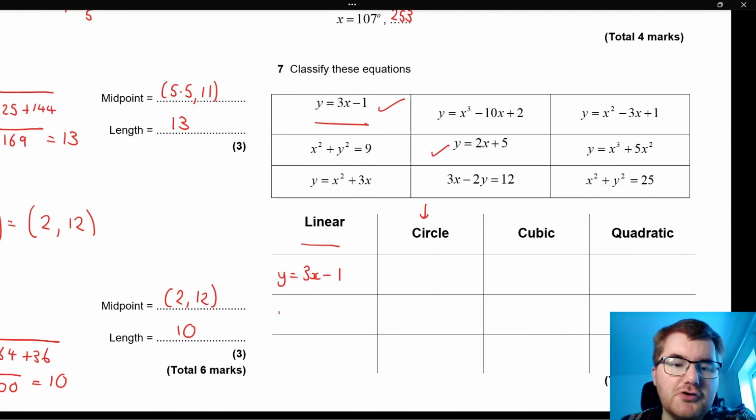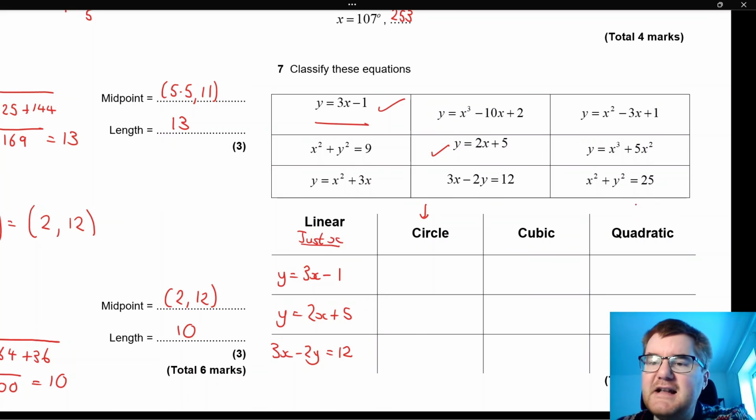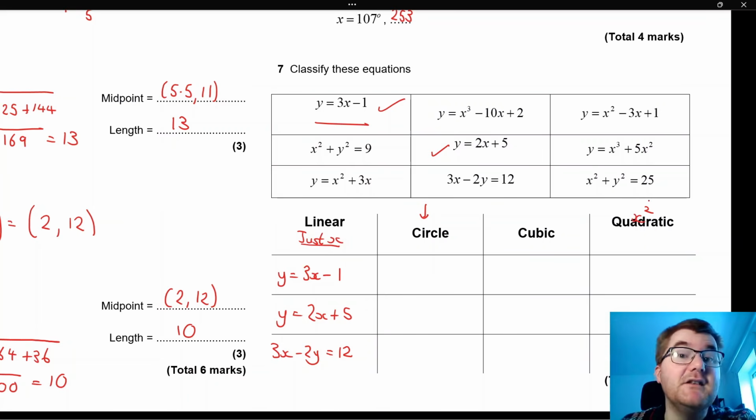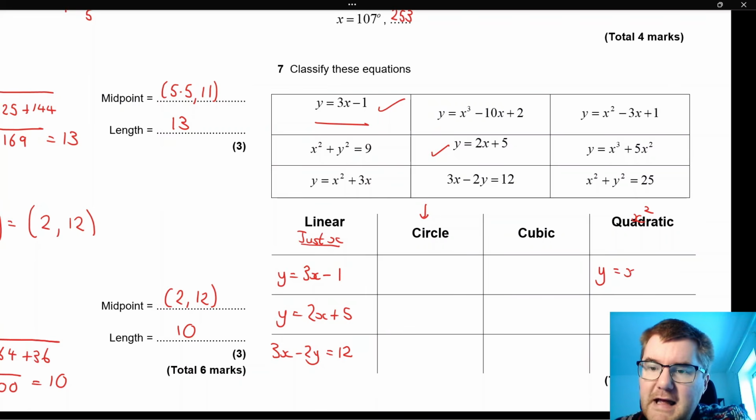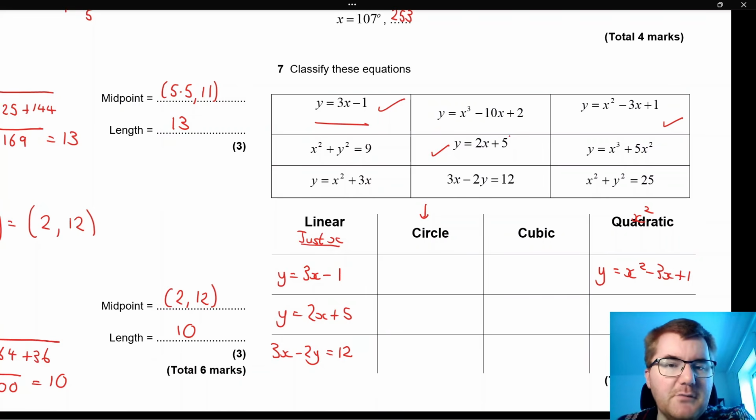This is also linear. These are all straight lines, by the way. Gradient and y-intercept. Lovely. And we've also got this one here. So 3x minus 2y is equal to 12. So just an x term in it. If you go to quadratics here, that's anything with an x squared. You can also have stuff that's less than an x squared. So x's and numbers and things like this. So our first one here is going to be x squared minus 3x plus 1. So that's our first one. We can't have a y squared, that's going to be in our circle category. We've got y equals x squared plus 3x, that is also a quadratic, and I think that's everything here.